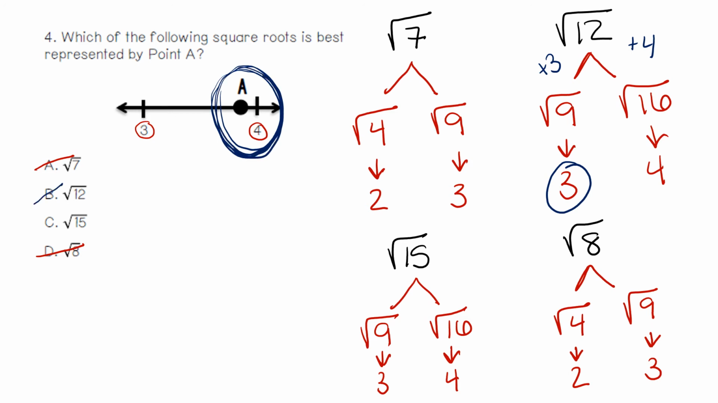Looking at 15, to go from 9 to 15, we have to go up 6. To go from 15 to 16, we have to go up 1. 15 is closer to the 16, so therefore the square root of 15 is closer to 4.